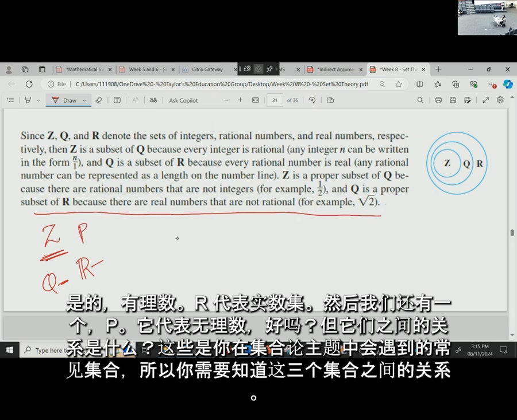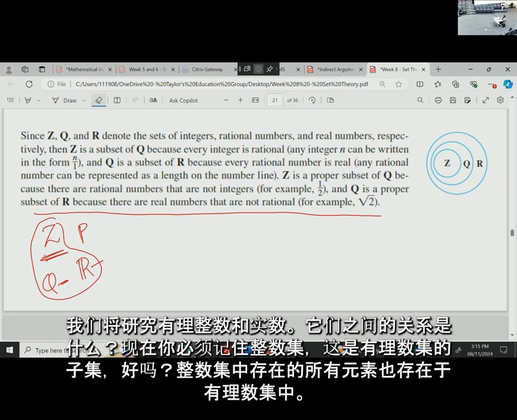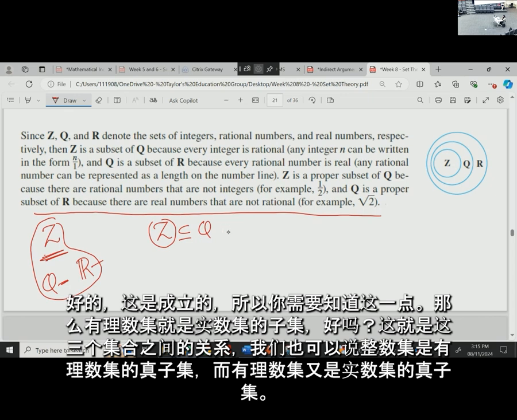But what is the relationship? These are common sets that you will come across in your set theory topic. So you need to know the relationship between these three sets. We will not look at irrational, we will look at rational, integers, and real numbers. Now here you have to memorize it: the set of integers is a subset of the set of rational numbers. All the elements present in the set of integers are also present in the set of rational numbers. This is established, so you need to know that. Then the set of rational numbers is a subset of the set of real numbers.